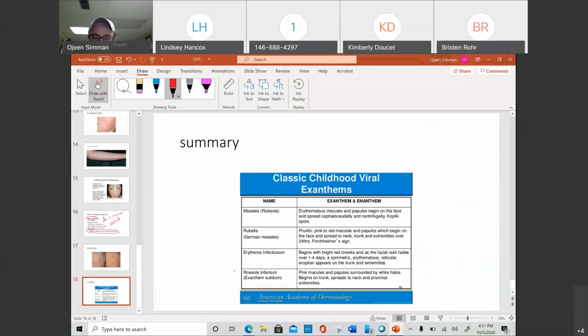This table is basically a summary of all of these exanthems of childhood. Any questions on these? No? Yes, sir.